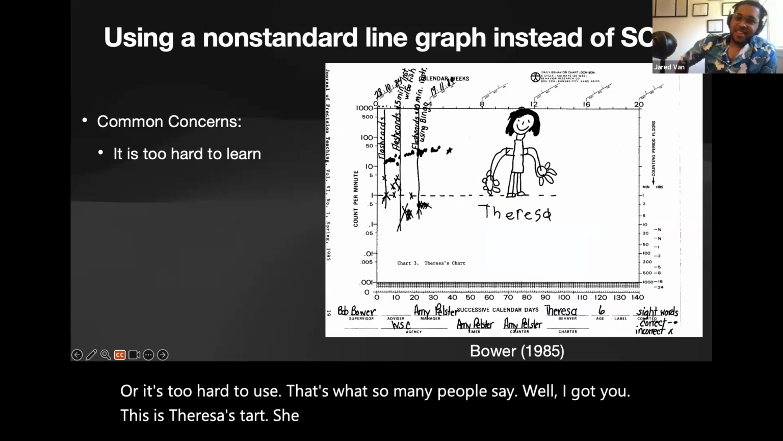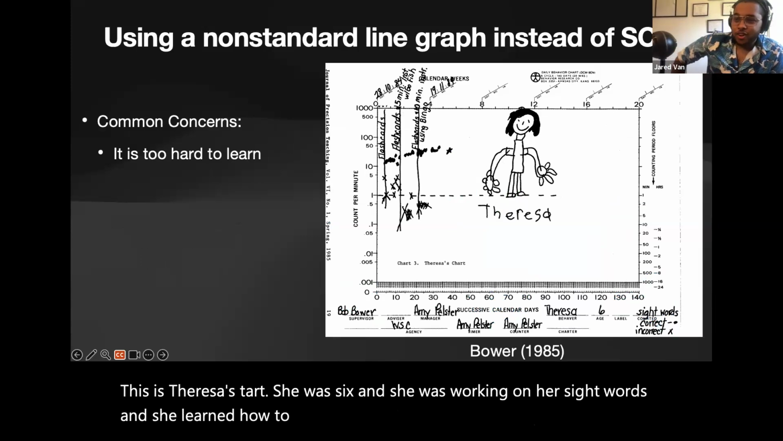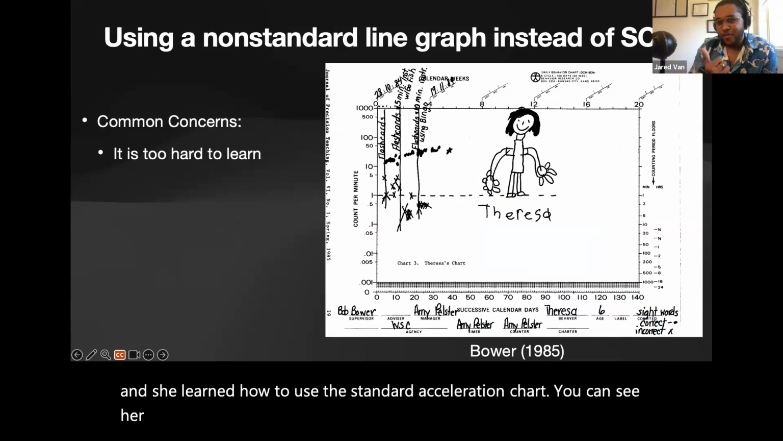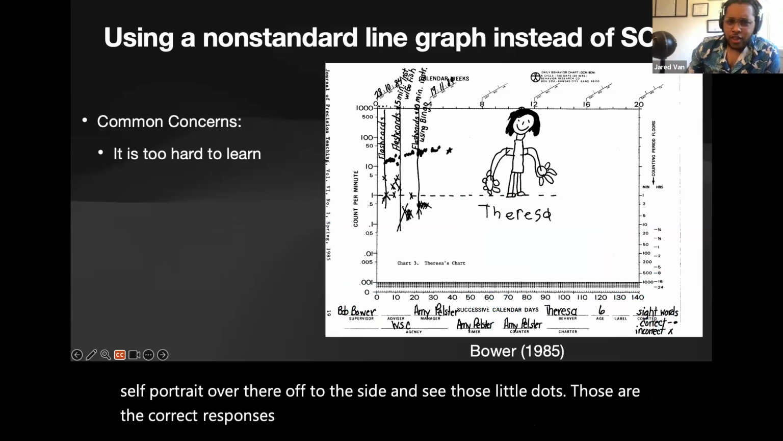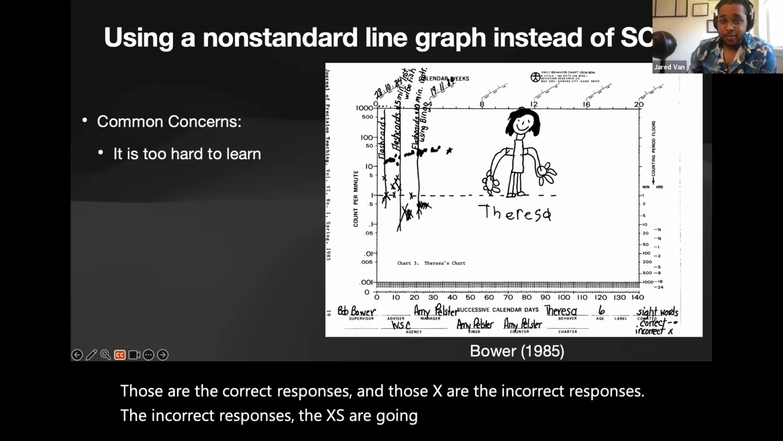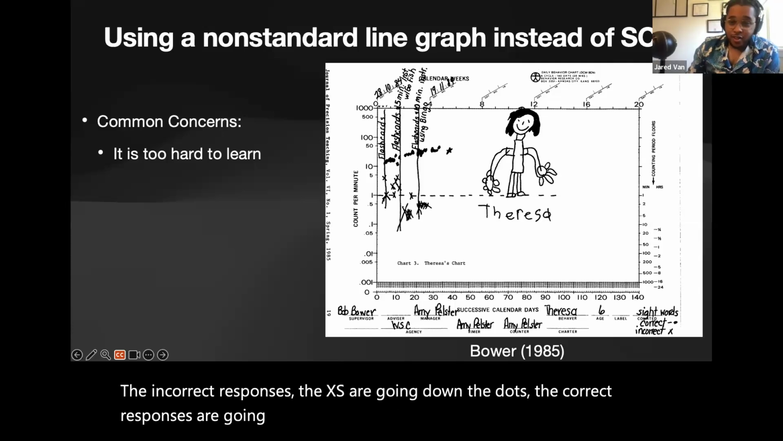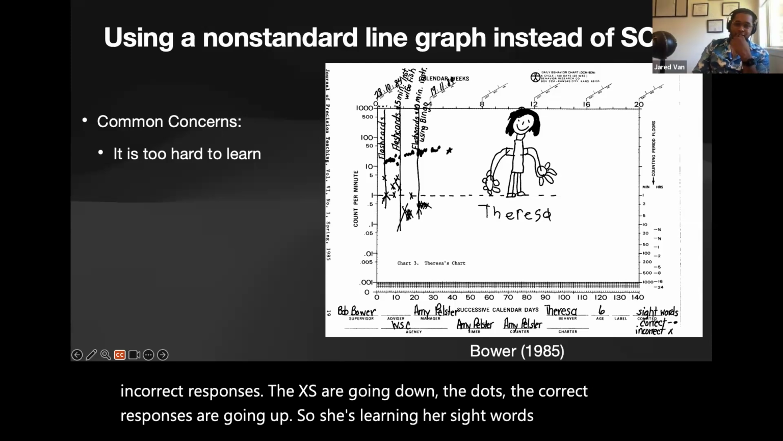She was 6 and she was working on her sight words. And she learned how to use the standard acceleration chart. You can see her little self-portrait over there off to the side. And you see those little dots? Those are the correct responses, and those X are the incorrect responses. The incorrect responses, the X's, are going down, the dots, the correct responses, are going up. So she's learning her sight words, and we love to see it.